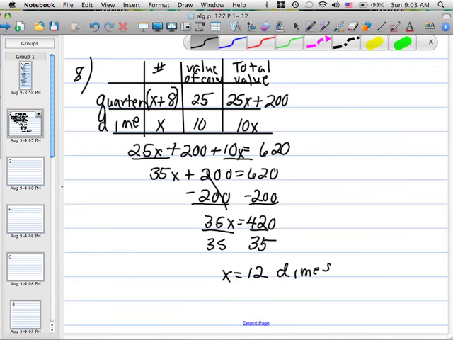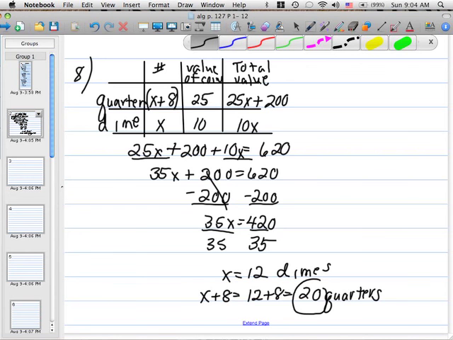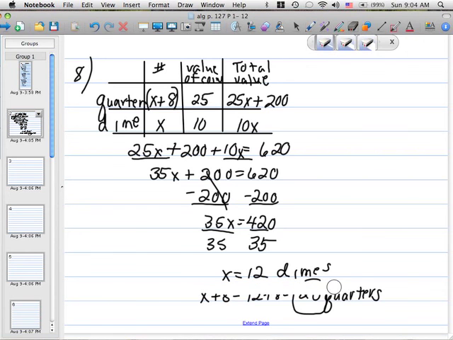And they wanted the number of quarters, so X plus 8 equals 12 plus 8. There were 20 quarters. Remember, the X plus 8 came from the chart up here. So our answer is 20. Oops, I'm sorry. They wanted the number of dimes. I keep reading the wrong problem. Just be careful. The answer is 12.